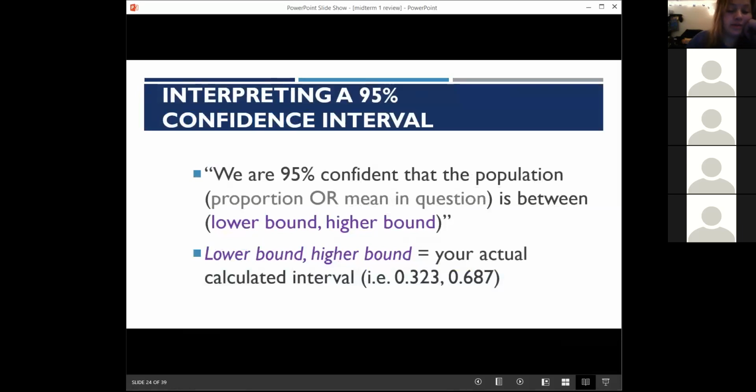Okay, so when we're interpreting a 95% confidence interval, we're going to have the idea of how confident we are, basically, that our population proportion is between our lower and upper bound. Okay, is the standard error normally larger with a 99% confidence interval?